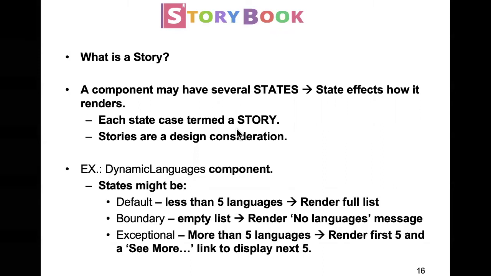So that's that. Now, we typically might give a label to each of the stories. And so I've decided to use the labels default, boundary, and exceptional. You can call them anything you want to, but they're reasonably good labels for each of my stories. Now, where is all of this going? Well, where this is going is that you can actually get Storybook's UI to reflect the different stories or states associated with a component.